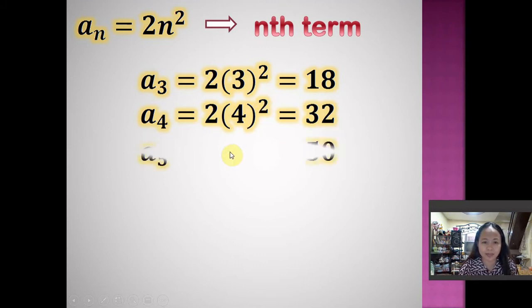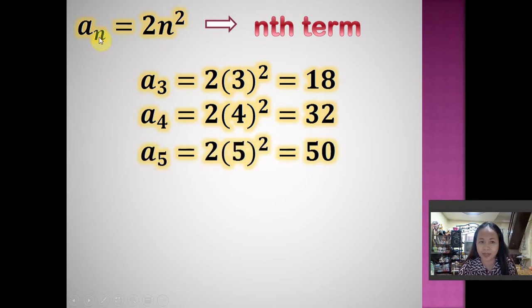And for the last term, that's the fifth term. Since it's the fifth term, our n now will become 5. So replace n with 5. This other n will be replaced with 5. So square this 5 first before multiplying it with 2. So 5 squared, that's 5 times 5, that's 25. Times 2, and that is 50. So this is our fifth term.